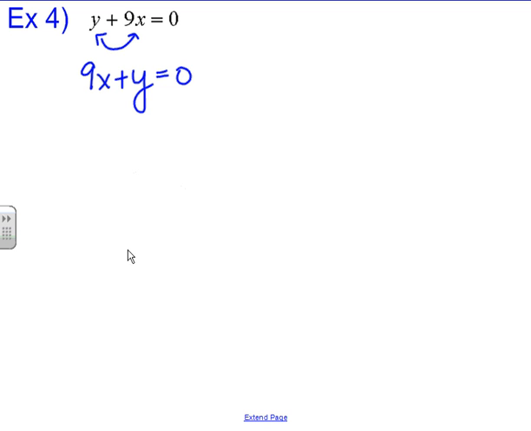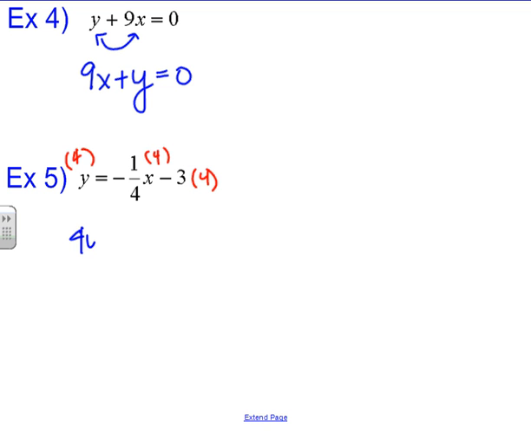Okay, let's see. Here's example 5. y equals -1/4 x minus 3. And we have a fraction, so that's going to be a problem. So let's get rid of the fraction first. Since it has a denominator of 4, we're going to multiply everything by 4. So 4, 4, 4. Okay? Multiply everything by 4. And what this does for us is helps us get rid of this fraction, right? So 4 times y is 4y. Bring the equal sign down. Now the 4's go away, but that negative sign didn't go away, so just leave it with it. Minus 3 times 4 is 12.